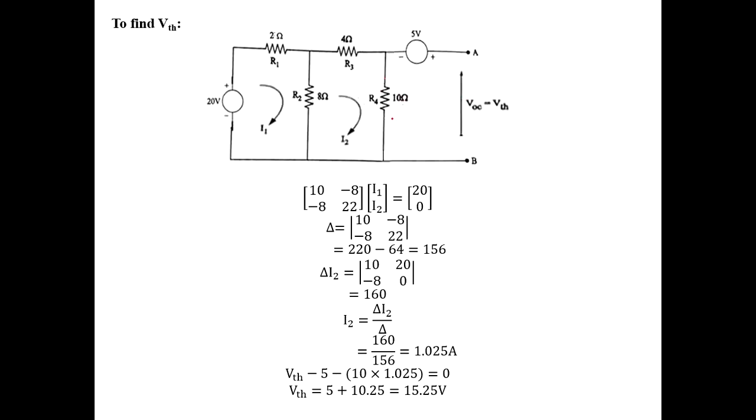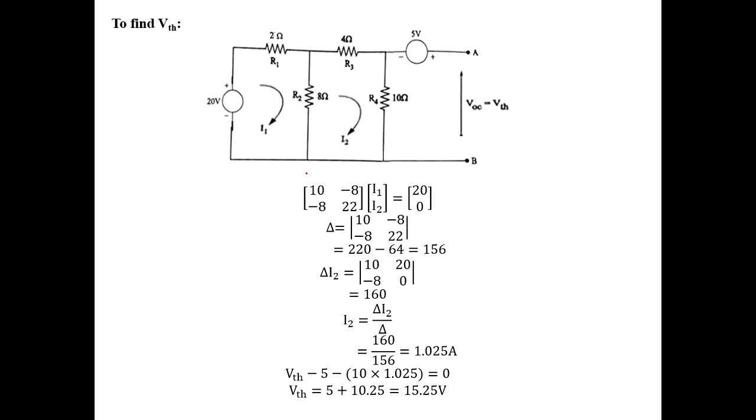The resistor across this has a value of 10. By Ohm's law, V equals I into R. For that we need the current flowing through this 10 ohm resistor. We can use the mesh method to calculate this I2 current. We know that in the mesh method, the circuit needs a voltage source. Here the circuit is having a voltage source. Using the mesh method we can find the I2 current.